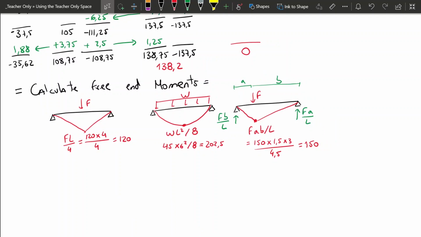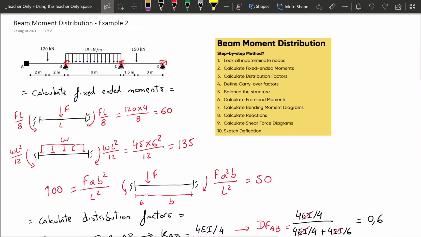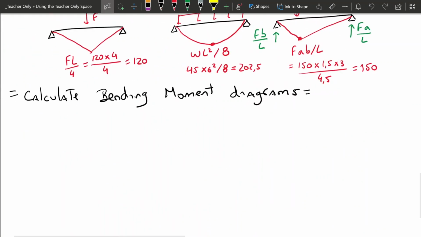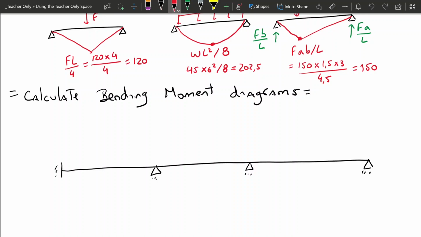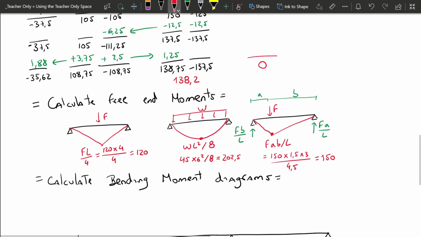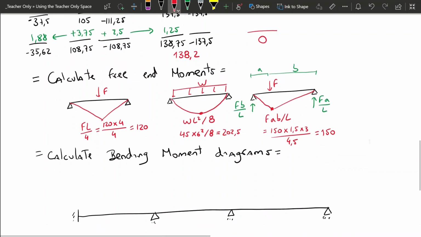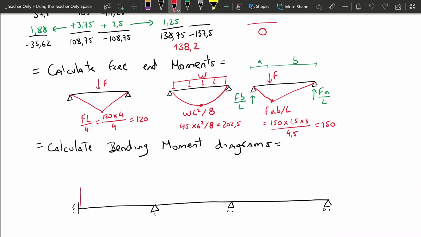So now we have our free end moments for this problem. We can now move on into the bending moment diagrams. This is another case where we need a really big drawing, and usually give some space as well. So let's first have a look at the fixed end moments. So we place them in the diagram. So we know we had minus 35.62, and remember the left stays the same. So here we start with 35.62 on the negative side.